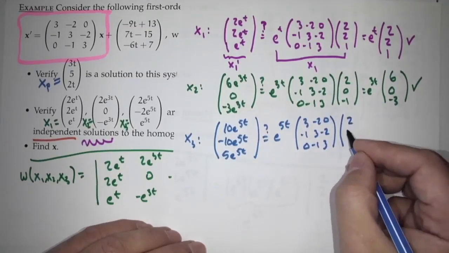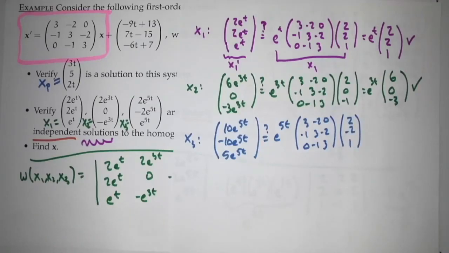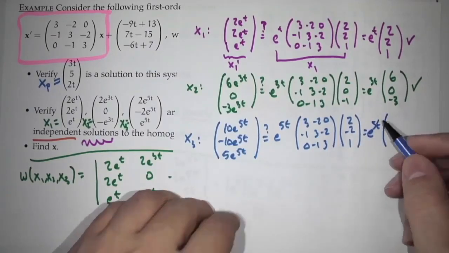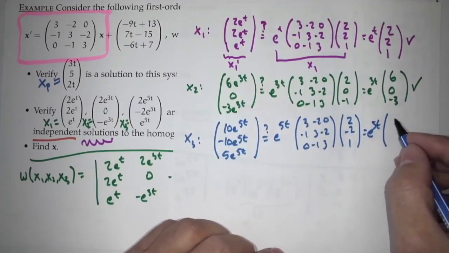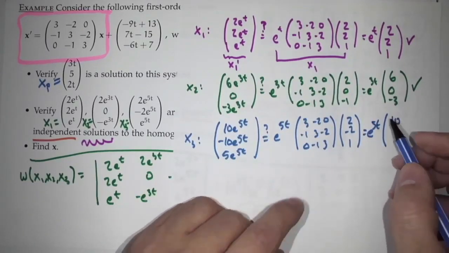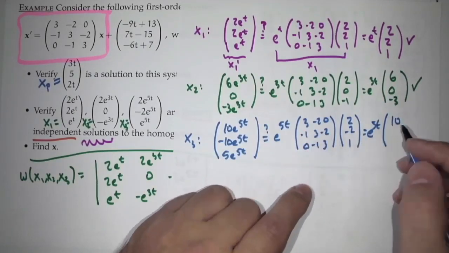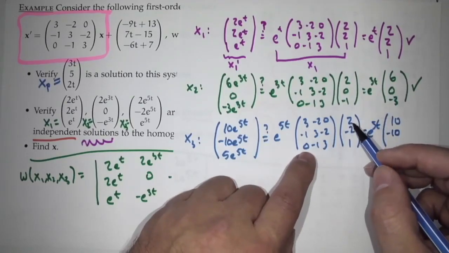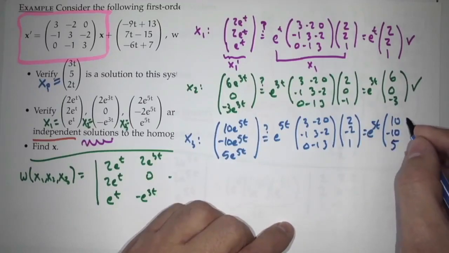And our original function, if we pull out e to the 5t, gives us 2, minus 2, 1. So we have the e to the 5t in the front. Okay, 6 plus 4 plus 0 gives 10. Minus 2 minus 6 minus 2 gives minus 10. 0 plus 2 plus 3, 5. Do they match?